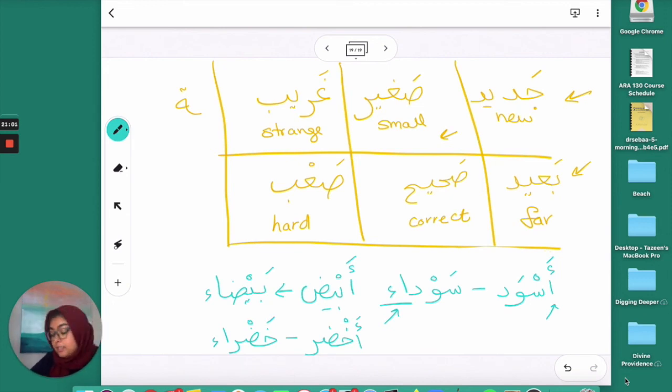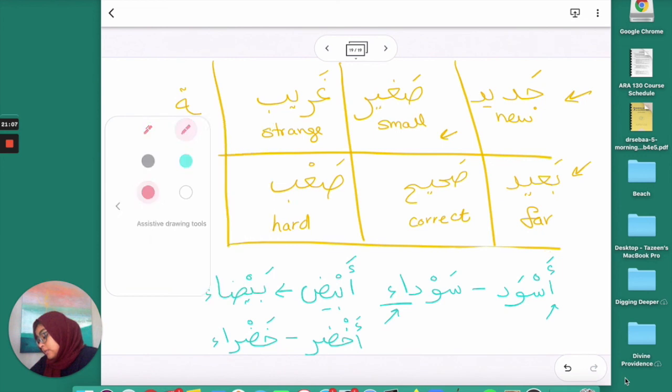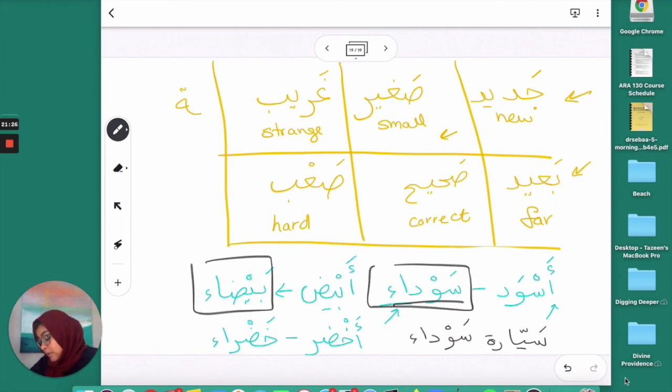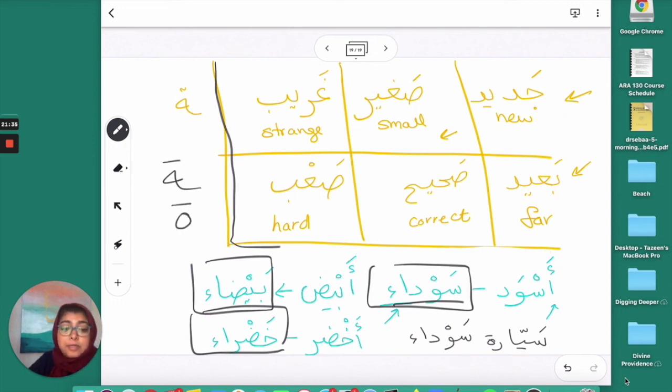So if you wanted to say, for instance, a black car, car is a feminine word, right? Just write it in black since it's black. So if I have sayyara, I want to say car, black car, the noun goes first. Then we're going to use this form right here. Sayyara, soda. So if you're using colors and you want to make them feminine, this right here is the way to do that. Okay? But any of your other regular adjectives that we have that you want to make feminine, simply add a ta marbuta to the end and it will become feminine.